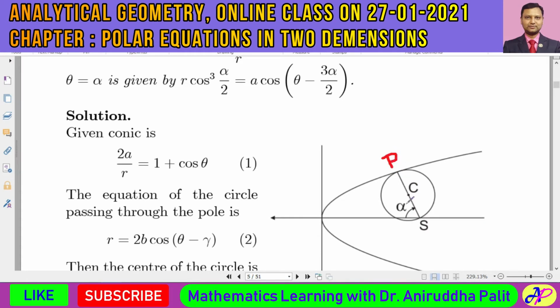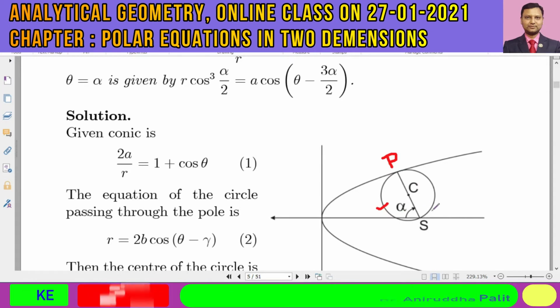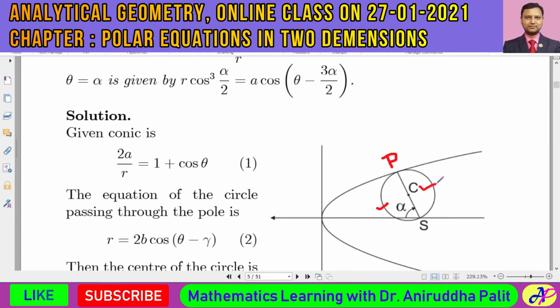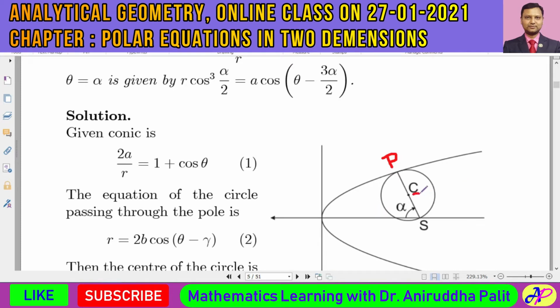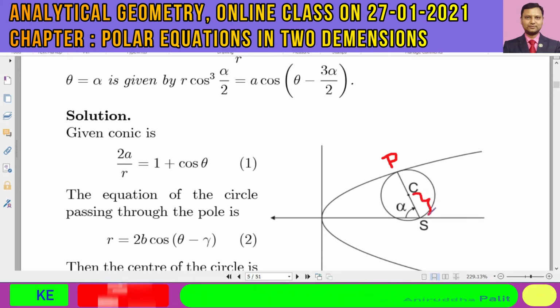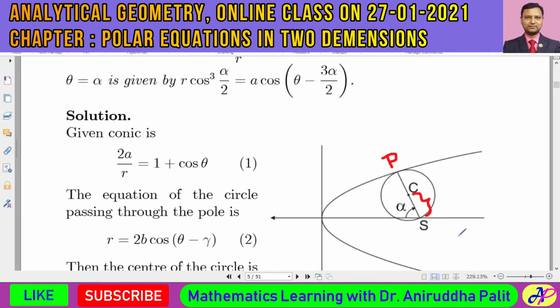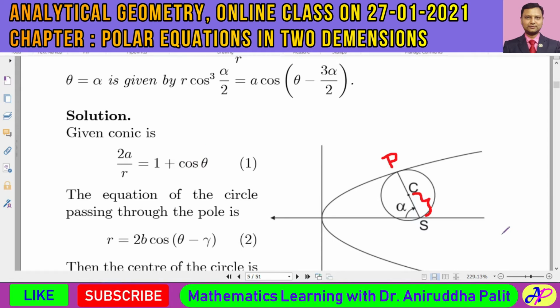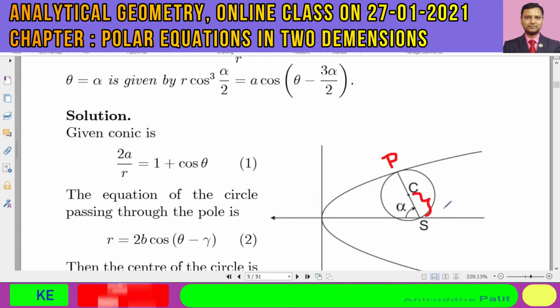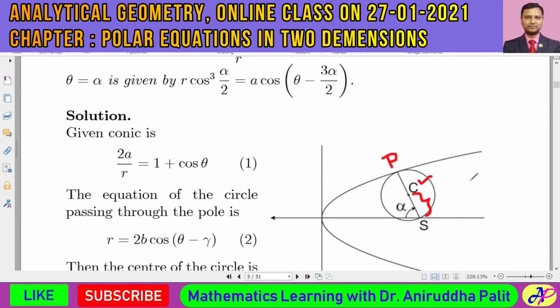If this vectorial angle is equal to alpha, then we can say the vectorial angle of this point C is also alpha. And what is the radius vector of the point C? This much length from the pole. The pole is taken as the focus over here. In this kind of equation, the pole is taken as the focus. So this much length would be equal to the radius vector of the point C.